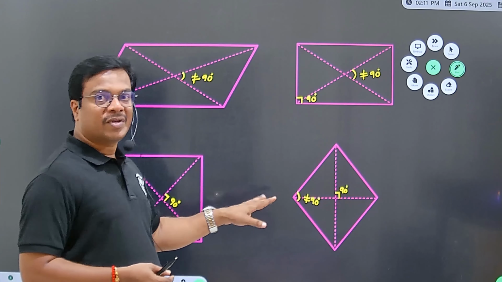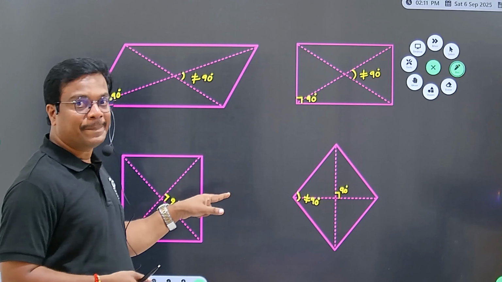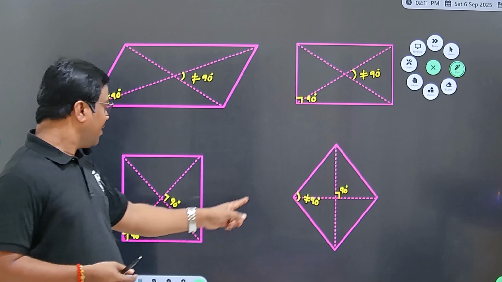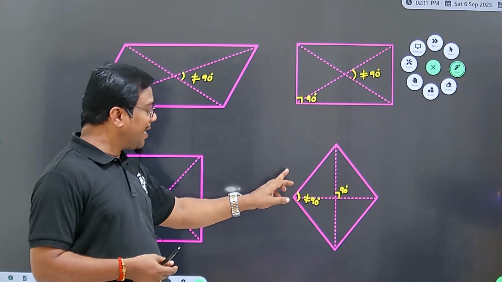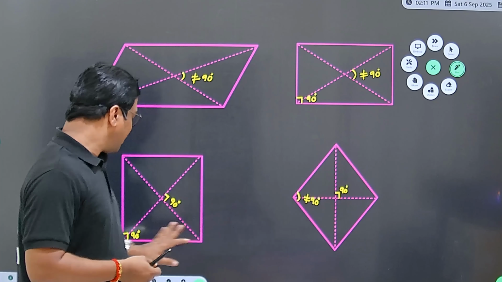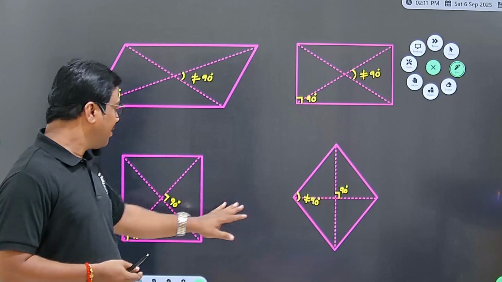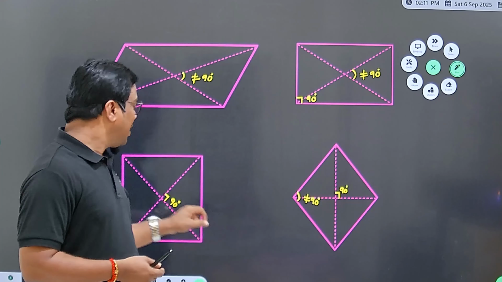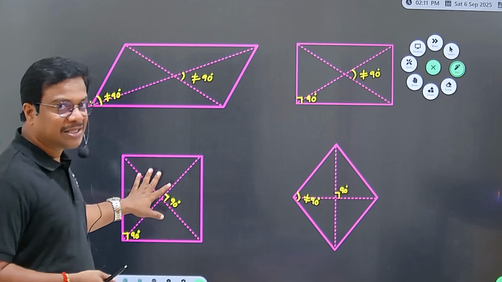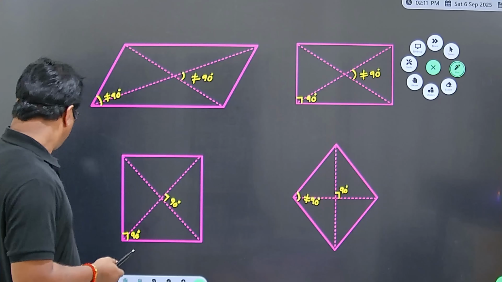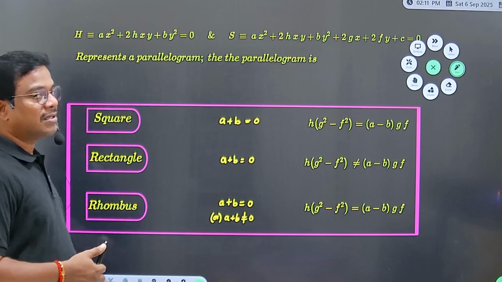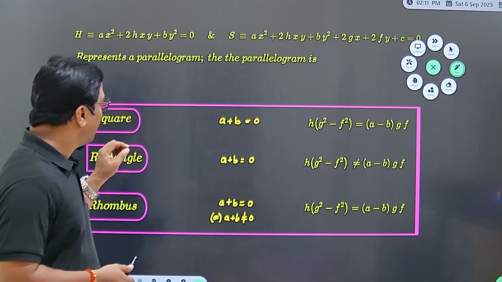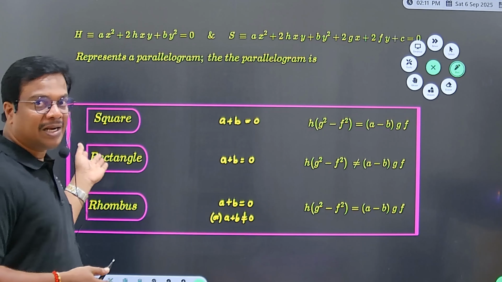Rhombus, four sides are equal, and whenever here, whether the angle between adjacents is 90 or may not be 90, but the diagonals are 90, then these two are rhombus. Especially when both are 90, then it is called a square. Let us discuss how these conditions represent square, rectangle, rhombus with proofs.